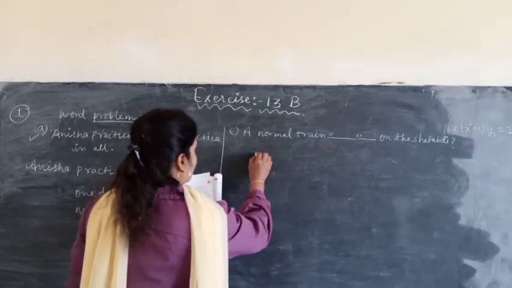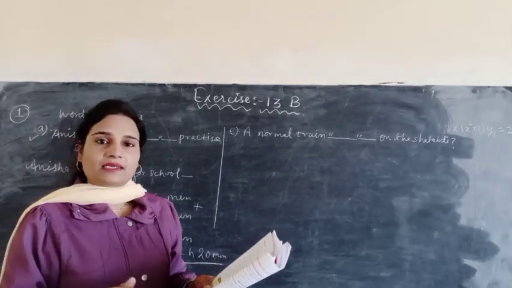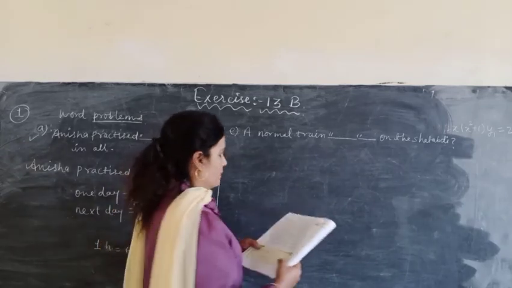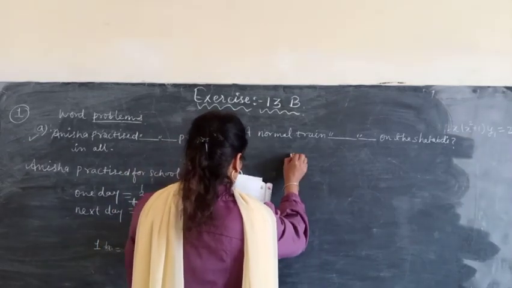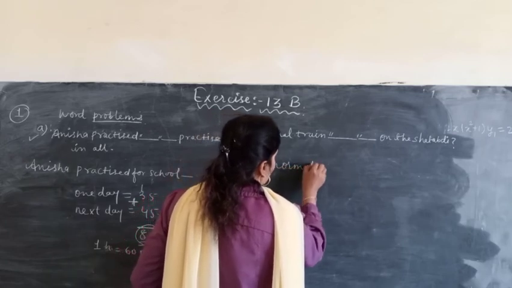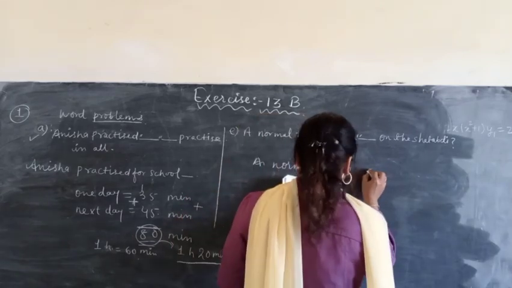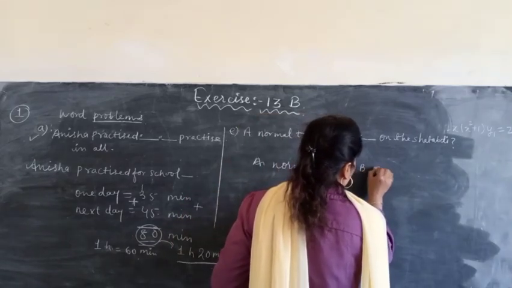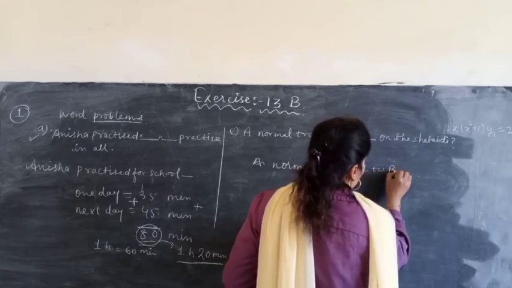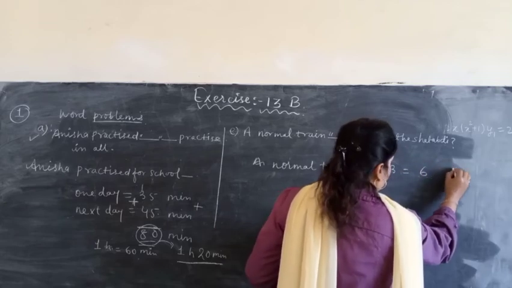तो वी विल राइट हियर इन द सब्जेक्ट बिकॉज हियर हमसे टाइमिंग के बारे में क्या पूछा है, हम कंपेयर कर रहे हैं. जब हम कंपेयर करेंगे, लेफ्ट की बात करेंगे, तो वी विल सब्जेक्ट. Okay, so we will write here: a normal train, Chennai to Bangalore. It takes 6 hours and 10 minutes.